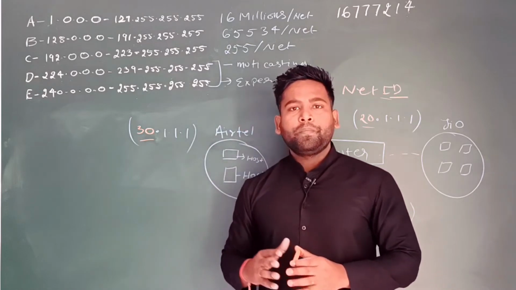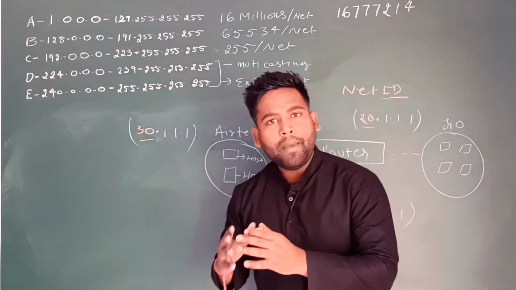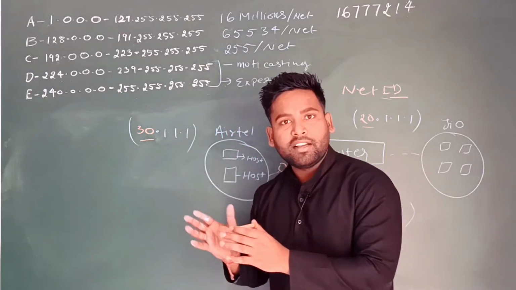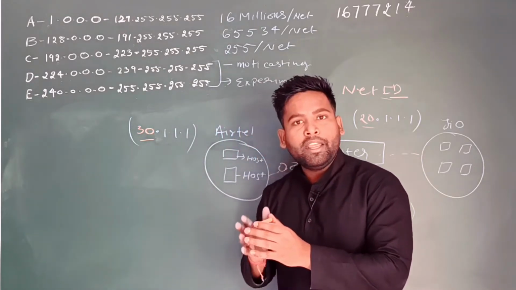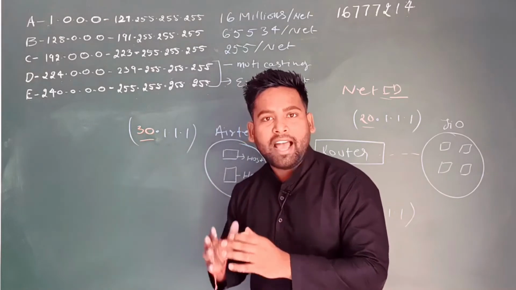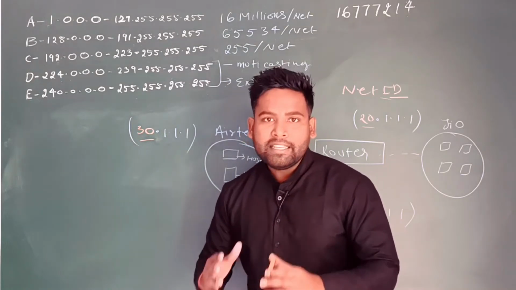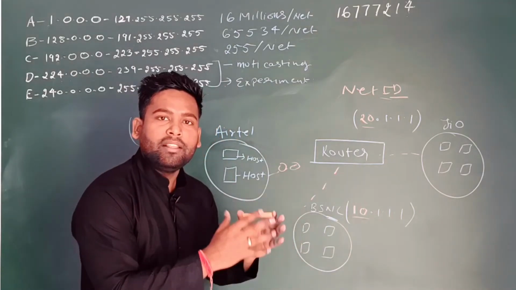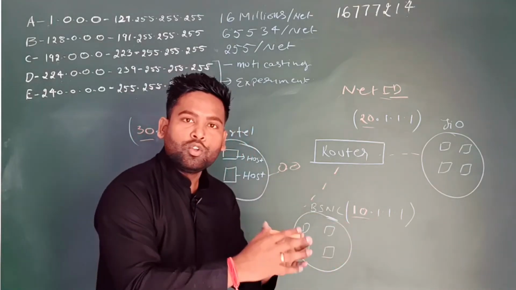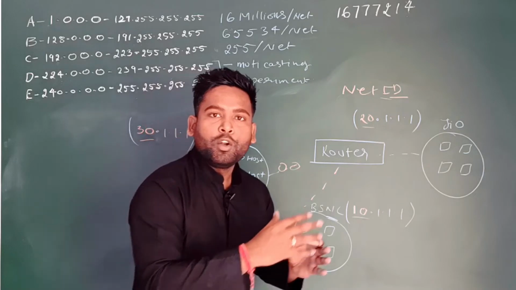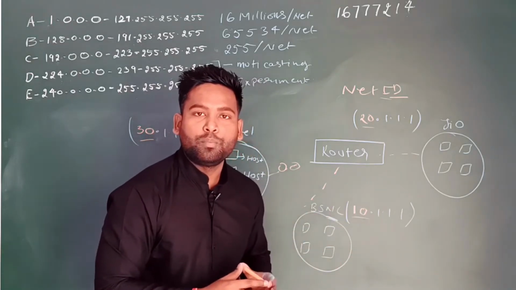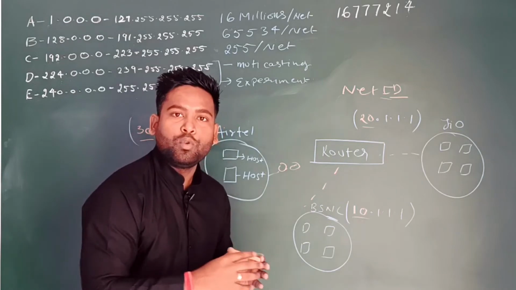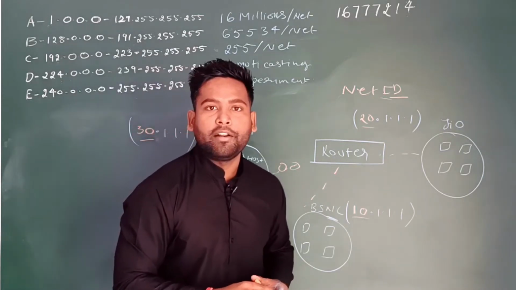For example, Google Maps helps you determine the best route possible, the less congested route, so that you would be able to reach your destination as soon as possible. Similarly, a router helps a packet determine the best route possible so that the packet gets delivered to its destination as soon as possible. So that is why the network ID has been encapsulated in the IP address.